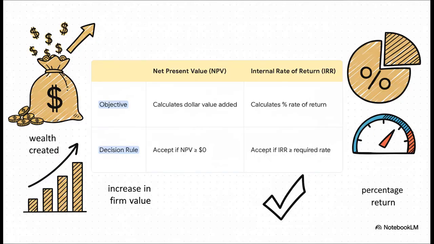So, NPV versus IRR, which one is better? Well, the NPV calculates the absolute dollar value that's added to the company. The decision rule is simple: accept if the NPV is greater than or equal to zero. The IRR, on the other hand, calculates the project's percentage rate of return. The decision rule there is to accept if the IRR is greater than or equal to the company's required rate of return. Now, while both methods often point to the same decision, most academics and practitioners agree that NPV is generally superior. And why is that? Because it gives you a direct, unambiguous measure of how much value in dollars is being created for the firm.